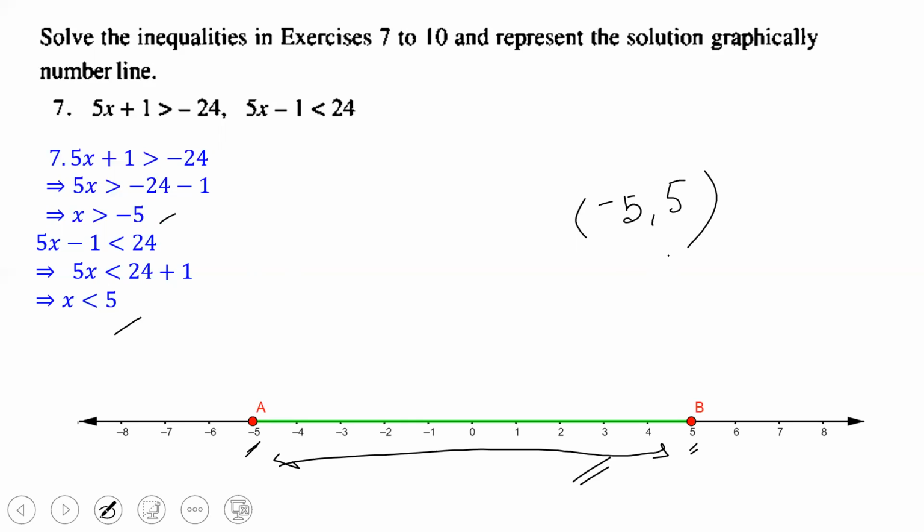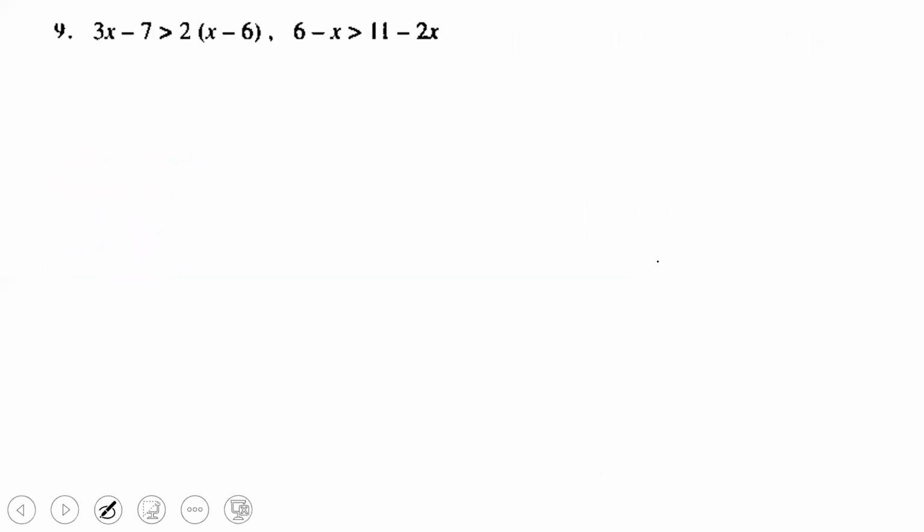So the solution is open bracket minus 5 to 5, both sides open. This red dot means we will not take this point, we will take values after this point. Okay, now next, question number 9.